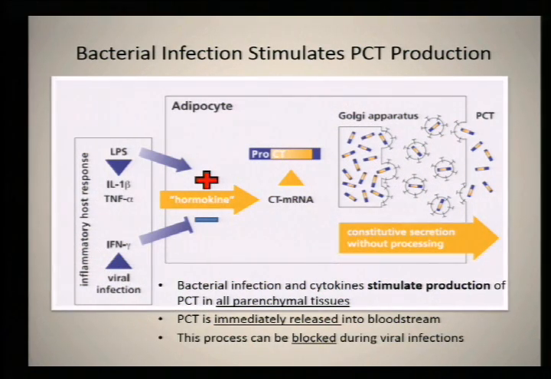Now what happens under systemic inflammation driven by cytokines and bacterial lipopolysaccharides, it actually stimulates what's considered a hormokine, or a systemic production of procalcitonin. This isn't just from those cells, it's from a variety of tissues, which I'll show you here in a second. And it's not post-translationally modified in the Golgi, it's just spit out as procalcitonin immediately. The nice thing about it is it's actually inhibited by the cytokines that are produced during viral infection like interferon gamma. And that is very rapidly produced.